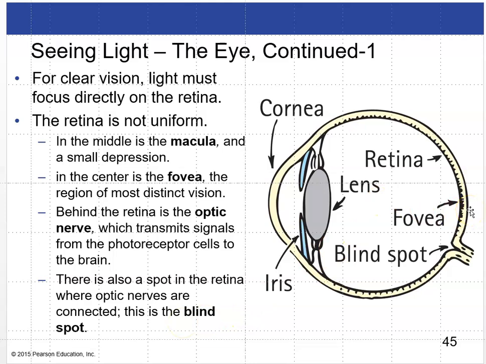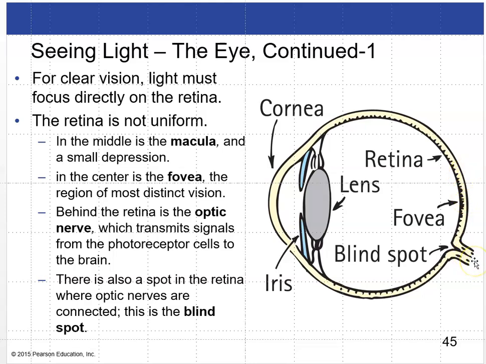Now, the retina itself is not uniform. In the middle is the macula. There's a small depression. In the center is the fovea. The fovea is the region of the most distinct vision, and that's where the light from the lens wants to be focused. Behind the retina is the optic nerve.